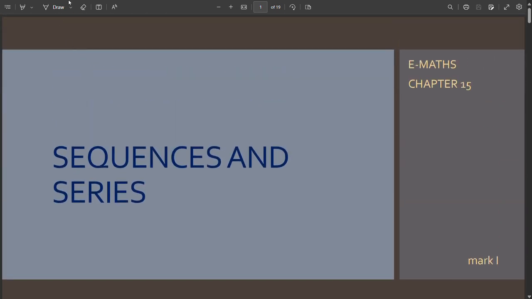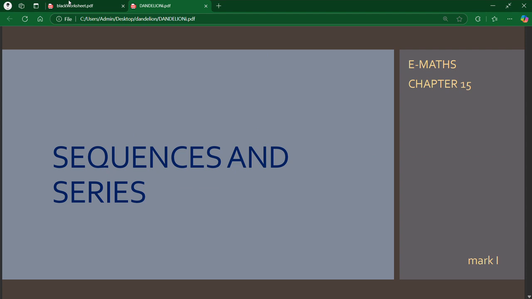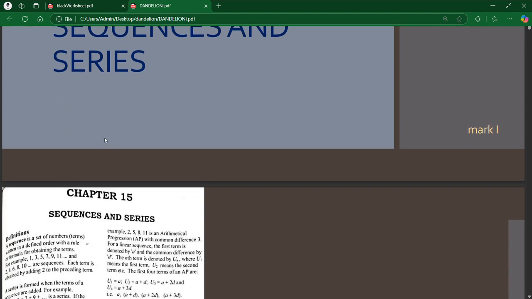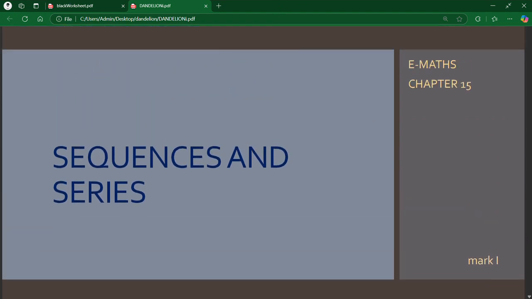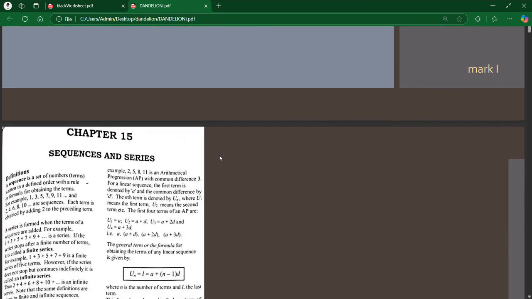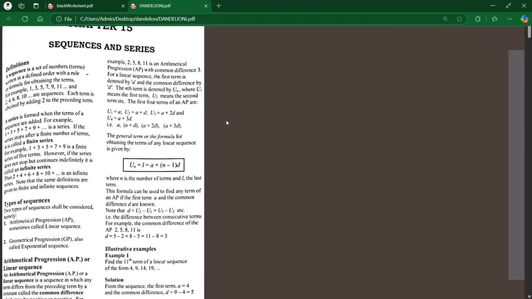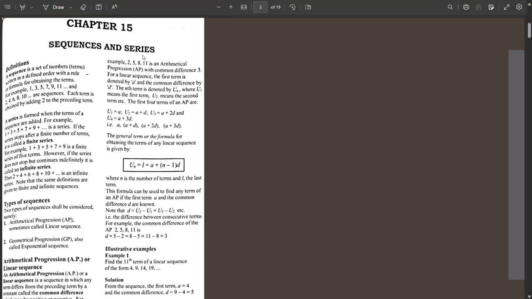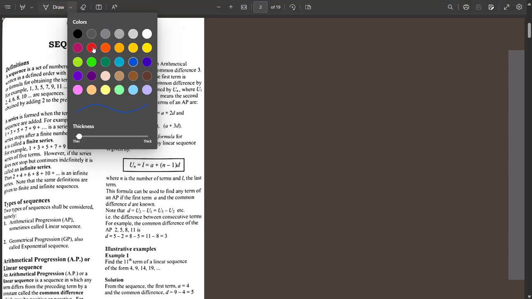Right, so our first lesson is on series and sequence. We are using the Aki-Ola Elective Maths book, chapter 15, Mark 1. That's the first video: series and sequence. A set of numbers that have a specific order is a sequence.